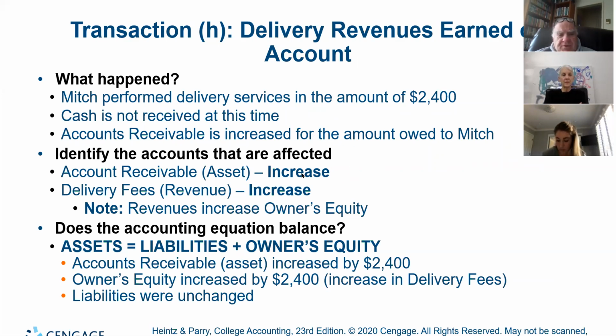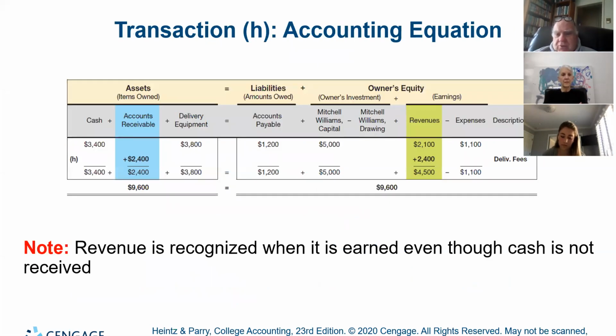So we're going to increase accounts receivable, the asset, and we're going to increase the revenue, which at the end of the month will increase the owner's equity. This thing's starting to fill up nicely. Accounts receivable, 2,400. Revenues up 2,400. Revenue is recognized when it is earned, even though cash is not received. I'm going to just take a little sidetrack here for just a moment.